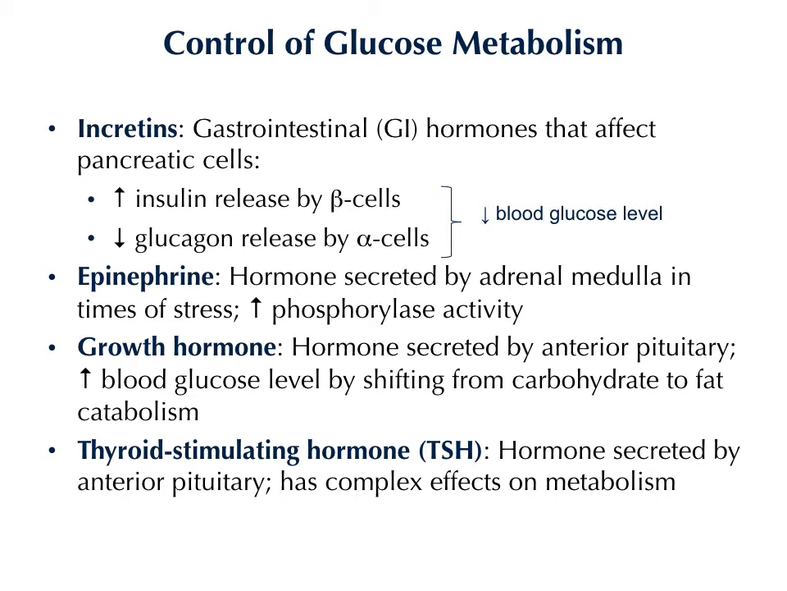Thyroid stimulating hormone, or TSH, is also secreted by the anterior pituitary, and it targets your thyroid and causes it to secrete both T3 and T4, the active forms of thyroid hormone. And these will have complex effects on metabolism. Some of these will raise and some of them will lower the blood glucose level. One of the effects of thyroid hormone is to accelerate catabolism. And because glucose is the body's preferred fuel, the result might be a decrease in the blood glucose level.